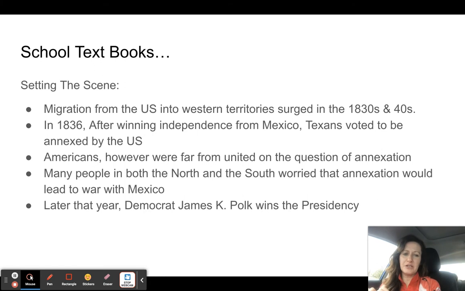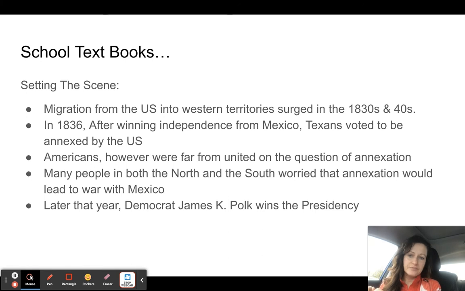Americans, however, were far from united on the question of annexation. Did we really need more land? How should we obtain that land? Was that land going to just become slave territory, right? So a big motive for expansion was to expand slavery and to expand slave powers. A lot of the opposition came from the New England states and the Northeast, from abolitionists as well. Many people in both the North and the South, more so the North, but still some in the South, worried that annexation would lead to war with Mexico.